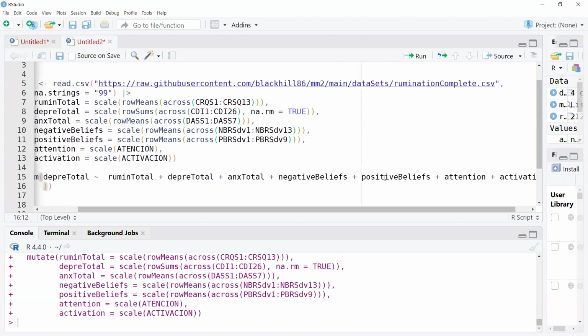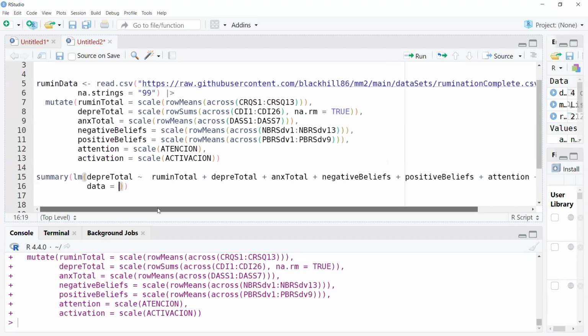Here, I'm going to press enter, and the data name is ruminationData.